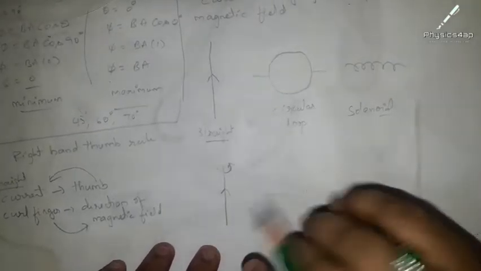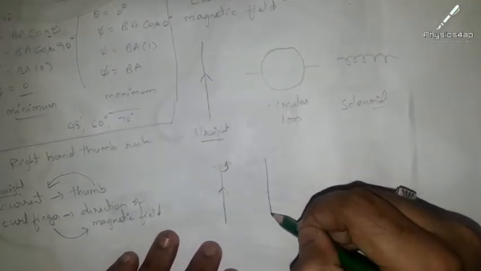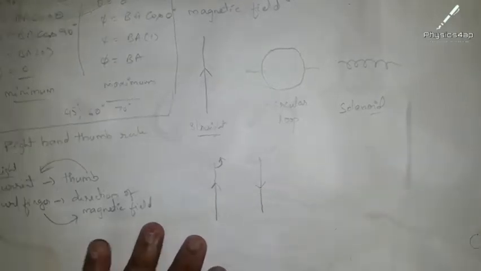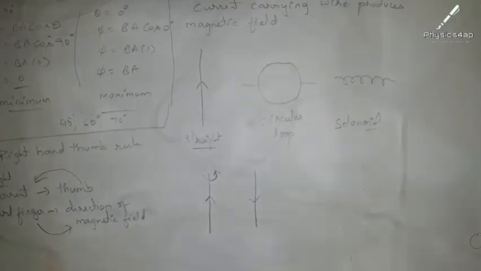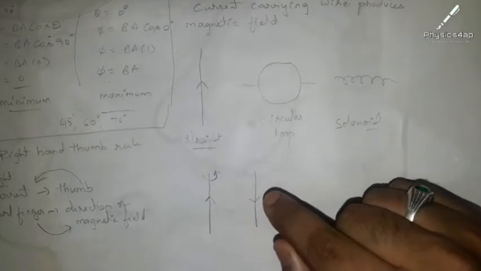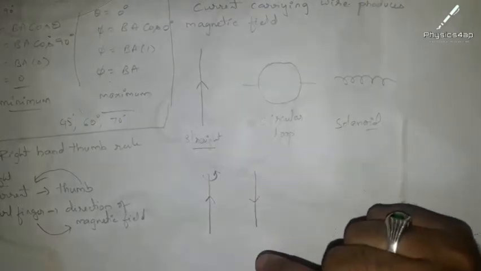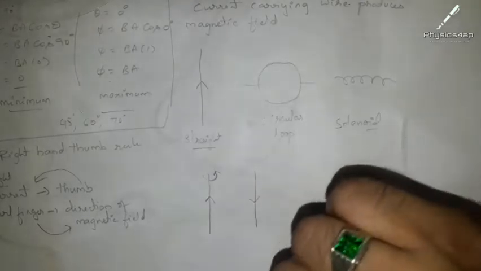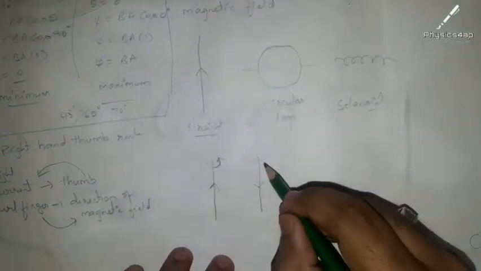Now if it is moving in downward direction, here we do the same. Where do you have to represent the thumb, up or down? Yes, you have to represent your thumb down. So as you represent your thumb down, it represents the opposite direction to this.